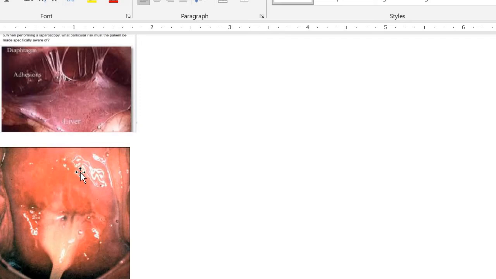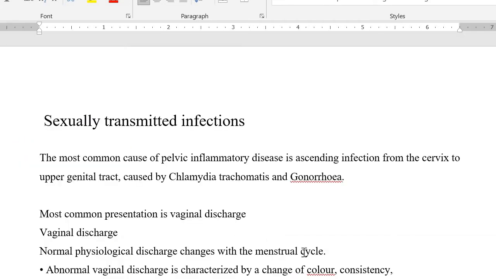This is just for the sake of reviewing that. You should try to memorize what we know about this condition. The sexually transmitted infections are very important, and PID is the ascending infection from the cervix to the upper genital tract, which is caused by Chlamydia trachomatis and gonorrhea. These are the most common causes.